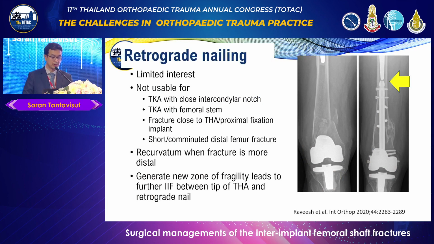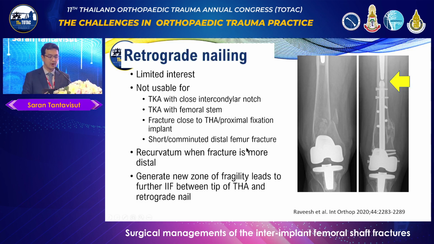You can use a retrograde nail to fix this, but it's not very universal because it cannot be used in every case. If you're going to use a retrograde nail, you have to make sure that the implant down below allows you to do the nail. Such as if you have a TKA, you have to make sure that the design of the TKA has an open box in the optimum position to insert the nail. It cannot be used in a TKA with a stem extension.